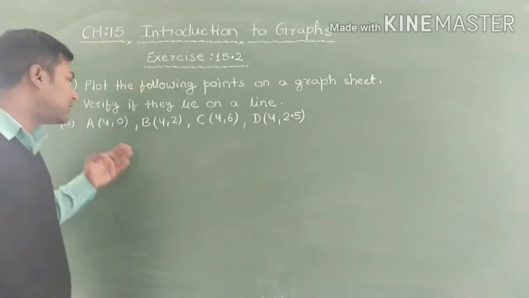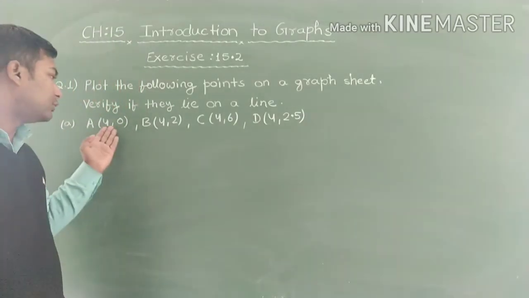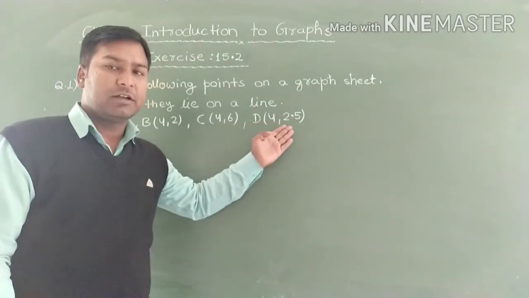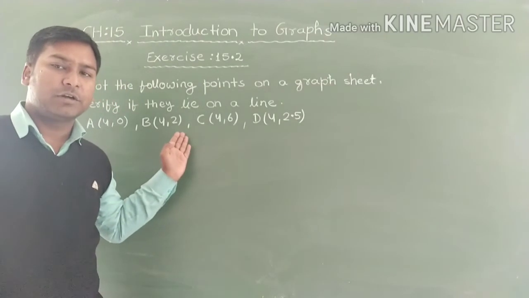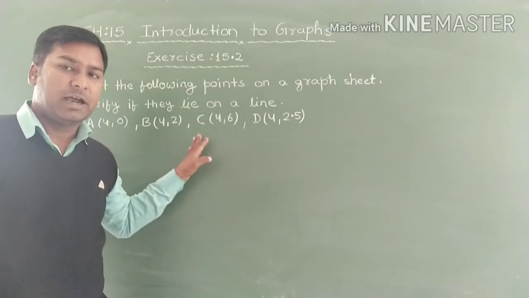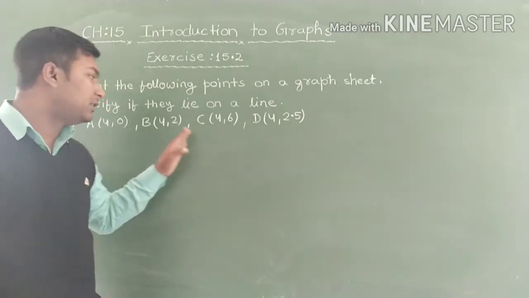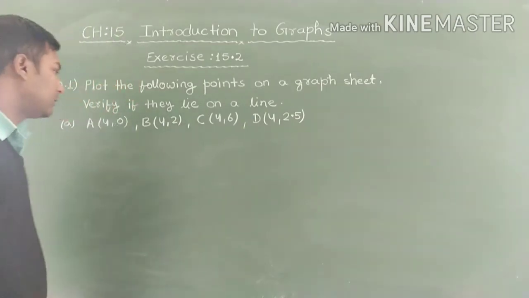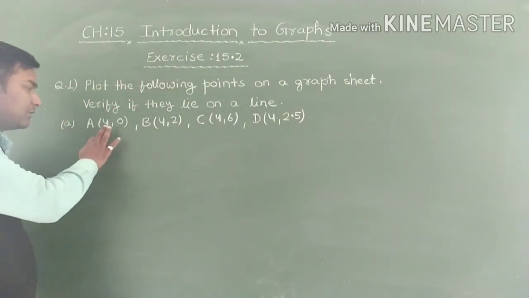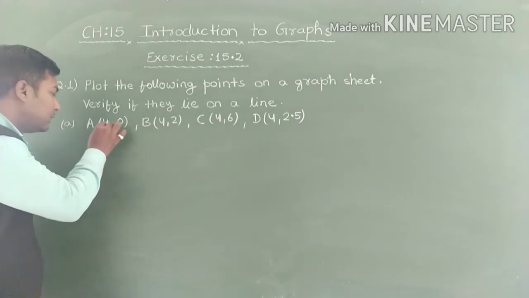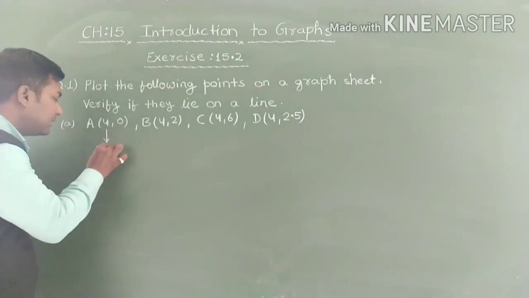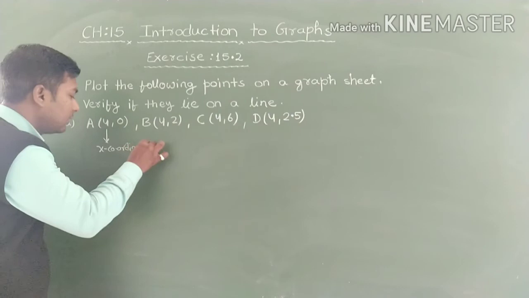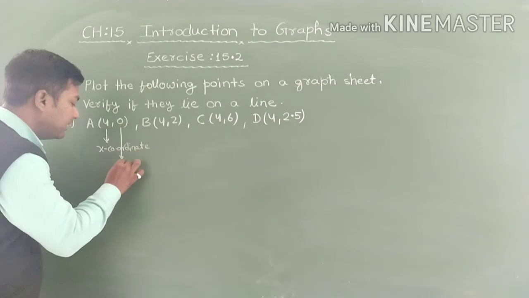Okay, so here some coordinates are given: A (4, 0), B (4, 2), C (4, 6) and D (4, 2.5). Now these coordinates are given and we have to plot these coordinates on the graph sheet, and we also have to verify whether these points lie on the same line or not. Okay, so first of all, point A, it is given 4, 0. So 4 is the x coordinate and 0 is the y coordinate.